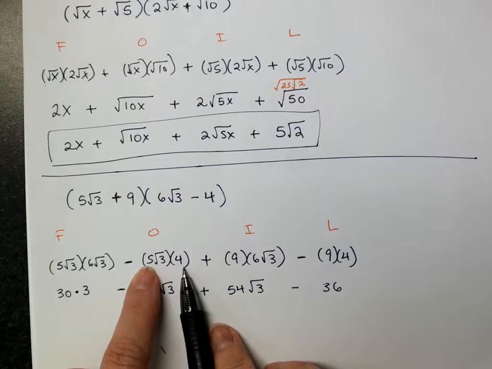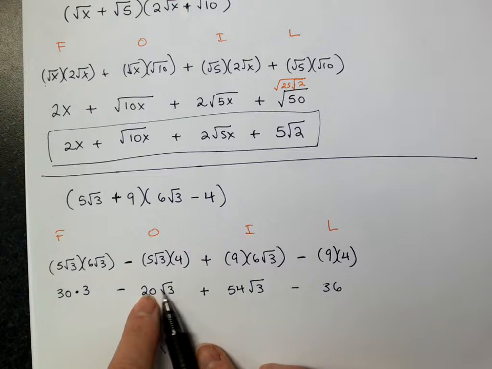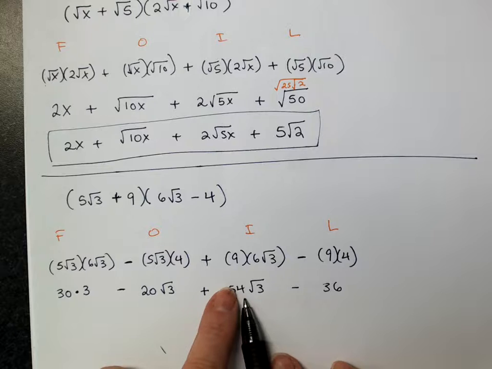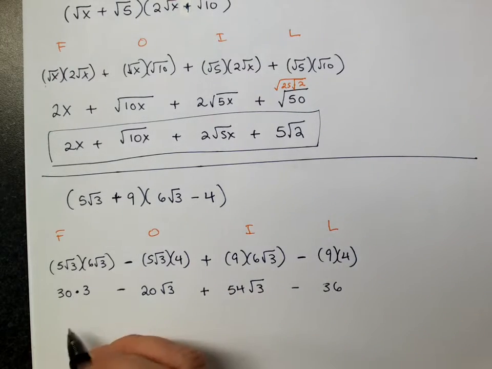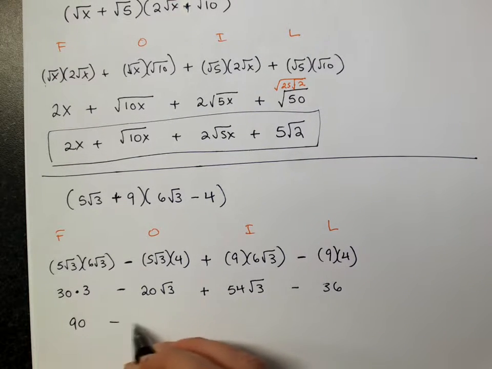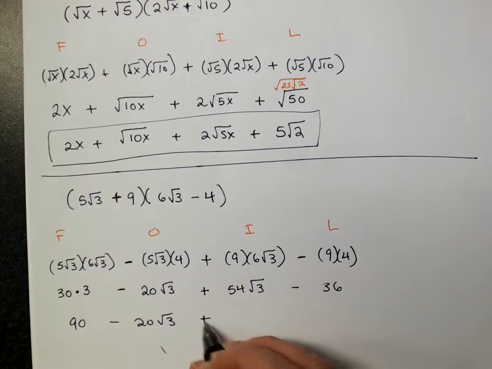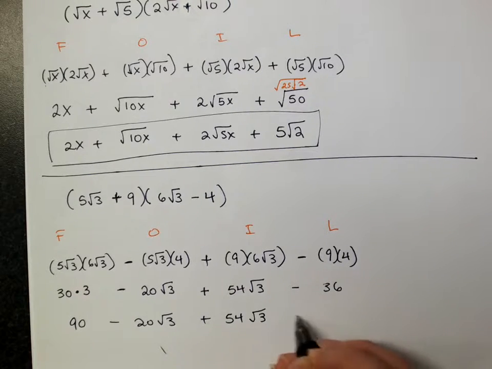Here, we had 2 numbers and a radical. That just gives us a new coefficient, but the same radical. Same thing here. And that was just 2 numbers. So we'll keep cleaning up. It's 90. It's 20 square root of 3. It's 54 square root of 3 minus 36.